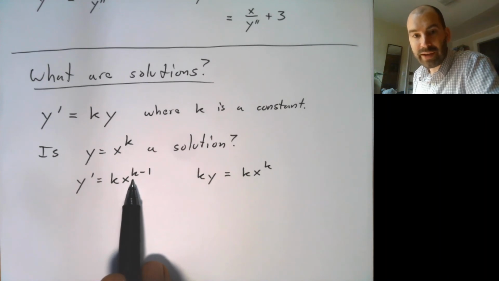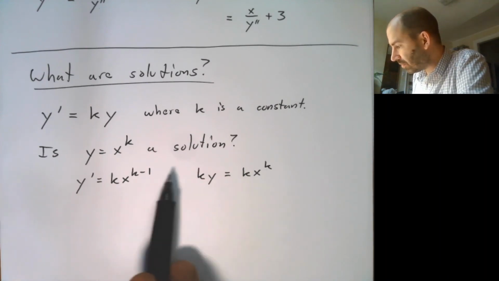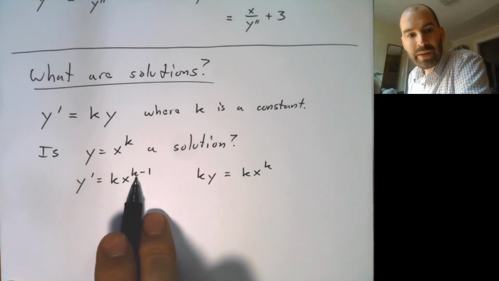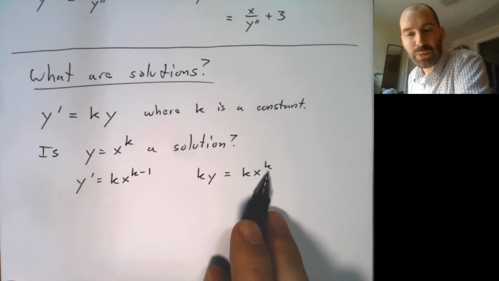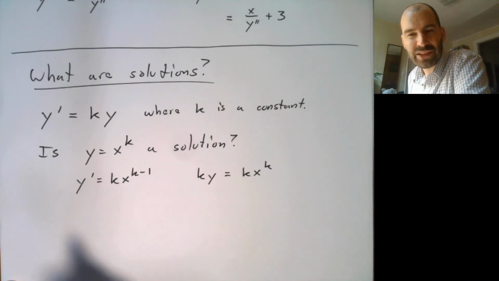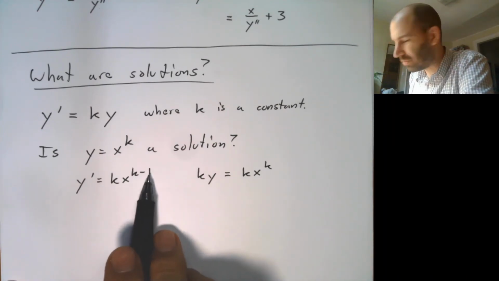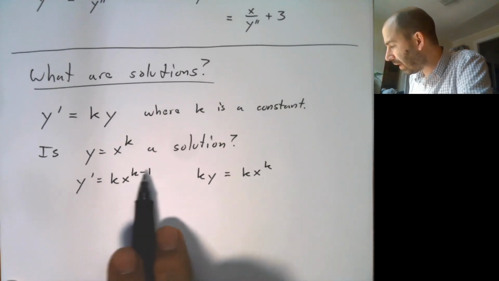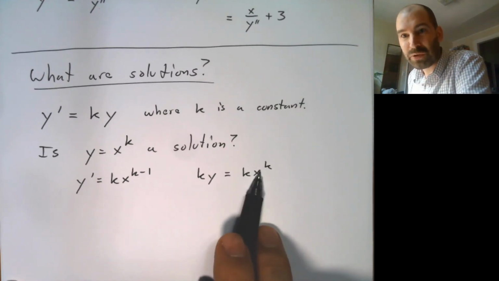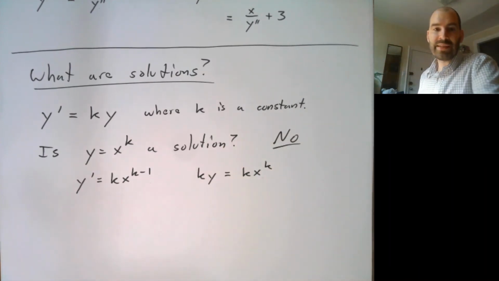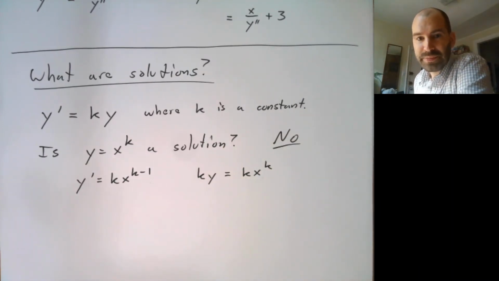No, they're not. They're both polynomials, but they're different. This one has degree k minus 1. This is a polynomial of degree k. I should say degree instead of order, since we're using order for differential equations. They're different polynomials. They only differ by 1 degree, but they're different. So no, that's not a solution to the differential equation.